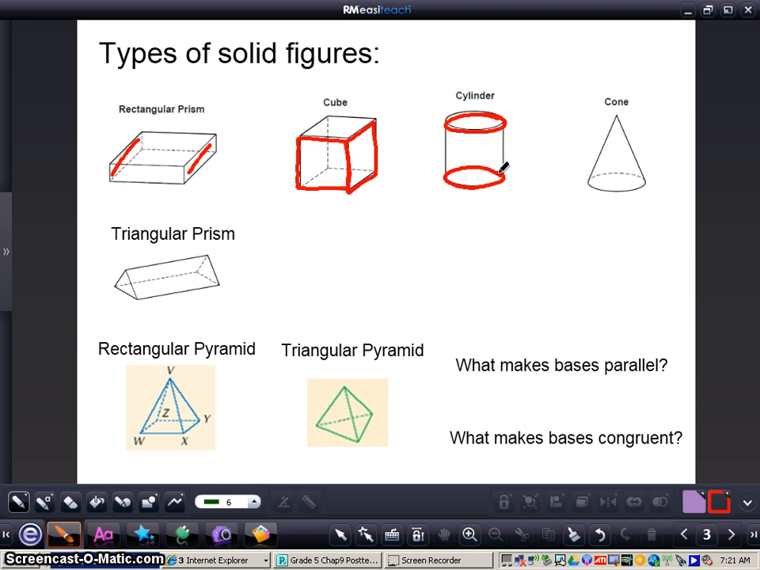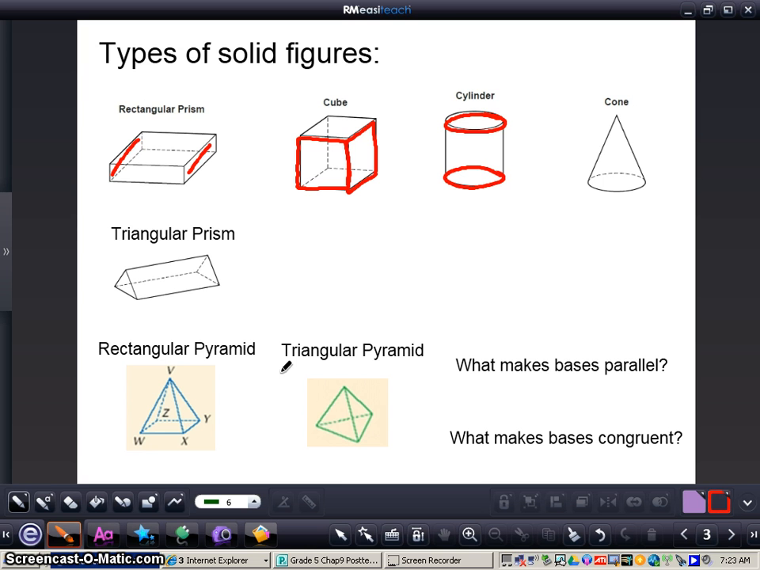And then another one we're going to take a look at is a cone. It's a solid figure with one circular base. The points on this circle are joined to one point outside of the base. So you can see there are not any faces or anything like that on this cone here.